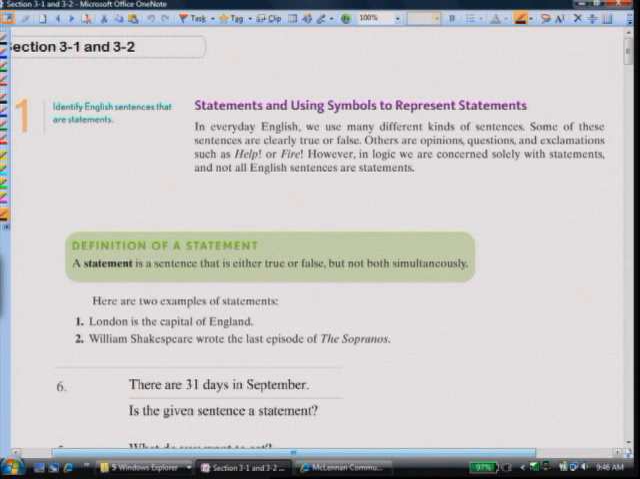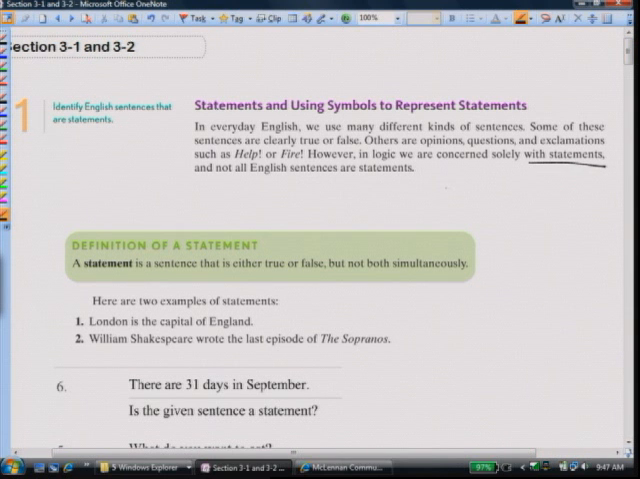It says identify English sentences that are statements, and using symbols to represent statements. In everyday English, we use many different kinds of sentences. Some of these sentences are clearly true or false. Others are opinions, questions, and exclamations, such as help or fire. However, in logic, we are concerned solely with statements, and not all English sentences are statements.